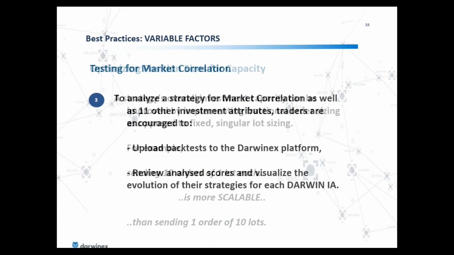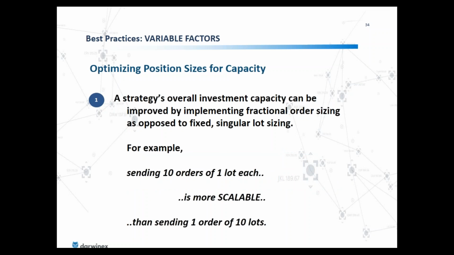Optimizing position sizes for capacity. So a strategy's overall investment capacity can be improved, as I mentioned earlier, by implementing fractional order sizing as opposed to fixed singular lot sizing. As I mentioned earlier, for example, sending 10 orders of 0.1 lots each is more scalable than sending one order of 10 lots.